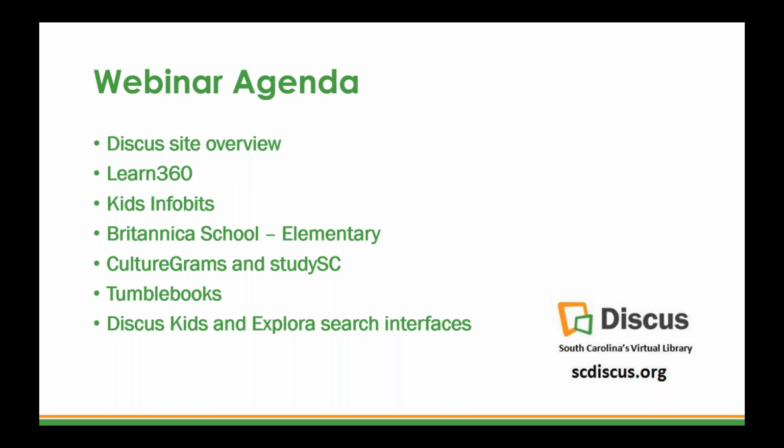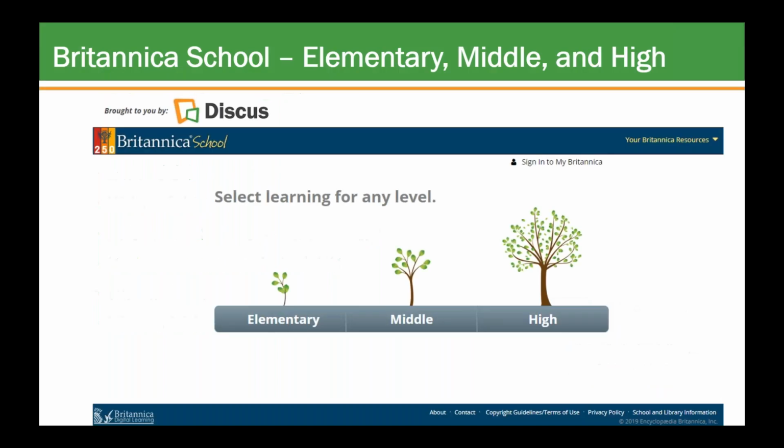Tumble Books, we'll briefly dive into Tumble Books and give you an overview of what is there. And then finally, we're going to look at Discus Kids and Explora to show you how you can actually search across multiple databases on the platform as well. So Britannica School is available for elementary, middle, and high, and that is one of the databases that we're going to feature toward the middle of our session today.